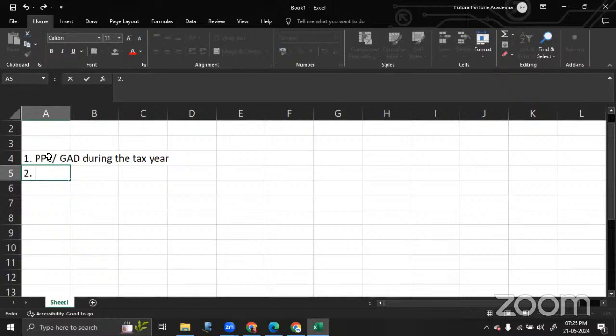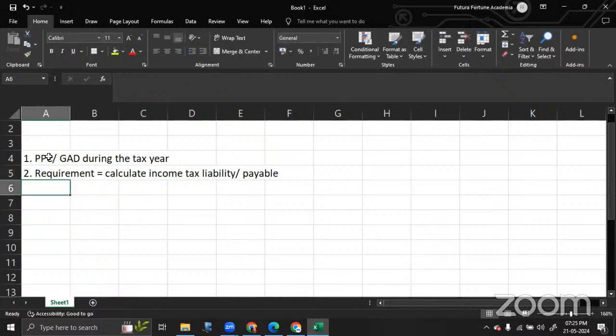Number two, the question requirement should be to calculate income tax liability or income tax payable.